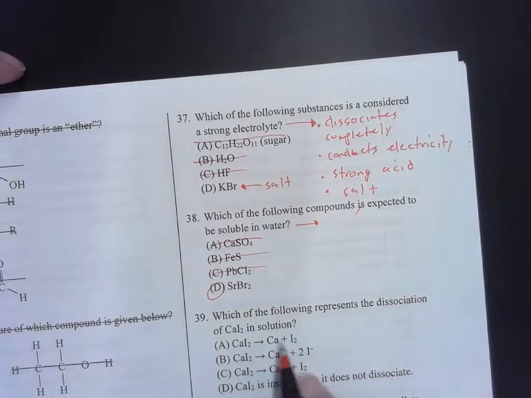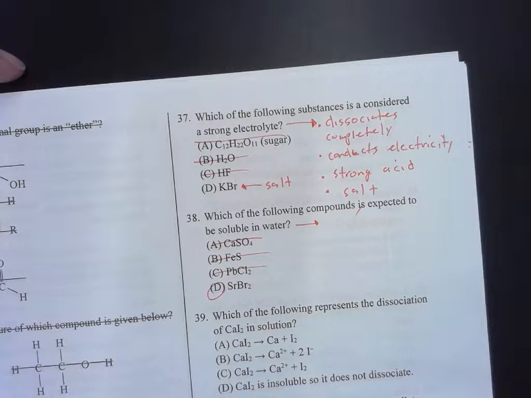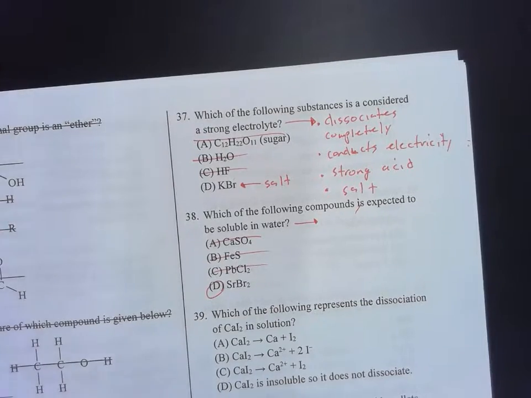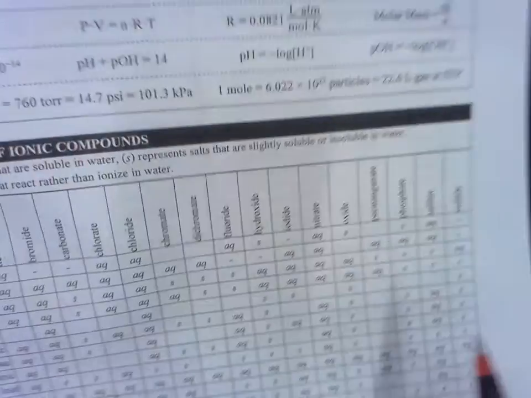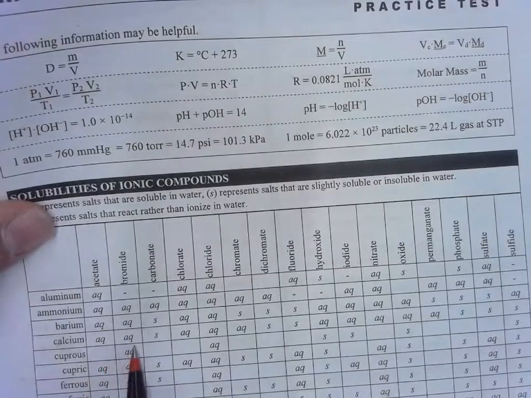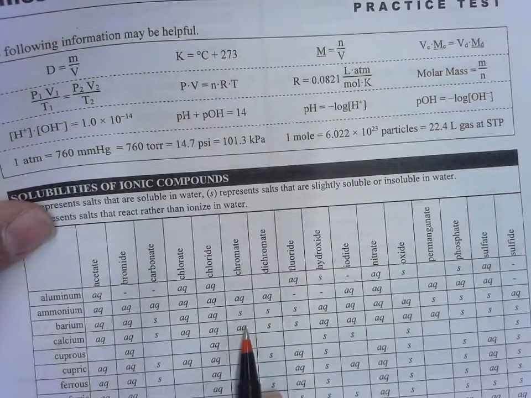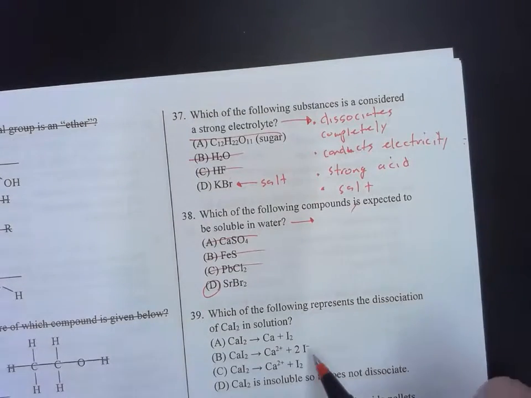Which of the following represents the dissociation of calcium iodide in solution? So you get the following. You get a calcium 2 plus and I2. Oh wait, maybe it's insoluble. Let's double check. Calcium iodide is aqueous. Okay, so you get a calcium 2 plus plus 2I minus. There it is, right there. Calcium 2 plus plus 2I minus.